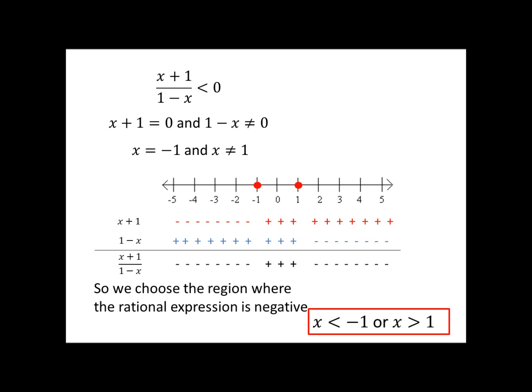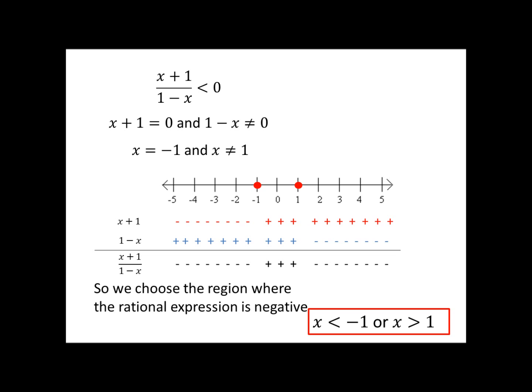Again, we mark these numbers on our number line, and we create regions. All the numbers before -1, the numbers between -1 and 1, the numbers after 1. Now, this graphic here, what I've done is I've marked the regions based on whether the top is positive or negative and whether the bottom is positive or negative.